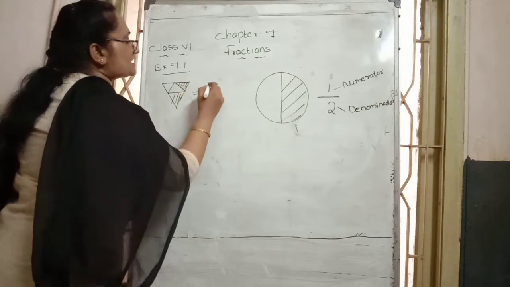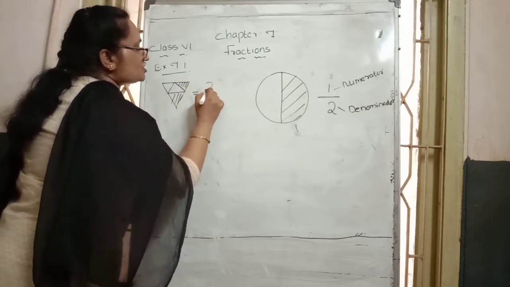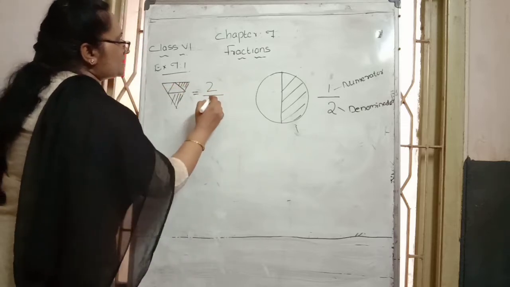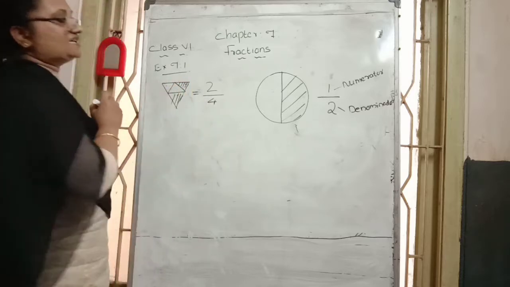That's how we can represent it as a fractional part: the shaded part, that is 2, divided by the total. It is divided into how many parts? 4 parts. 1, 2, 3, 4 parts are there.